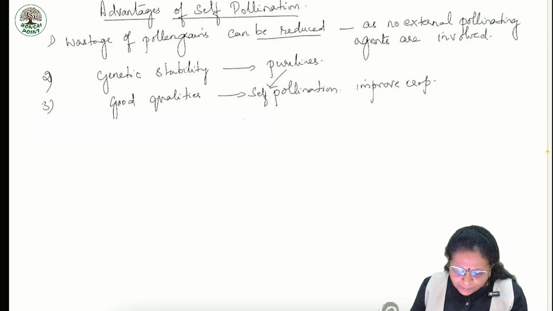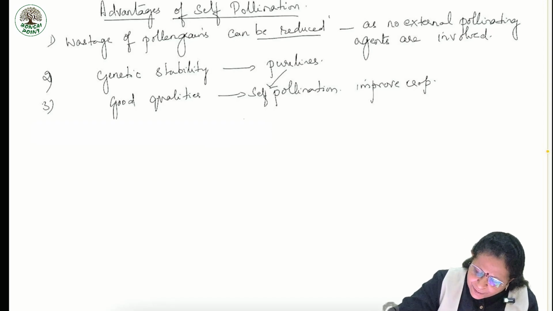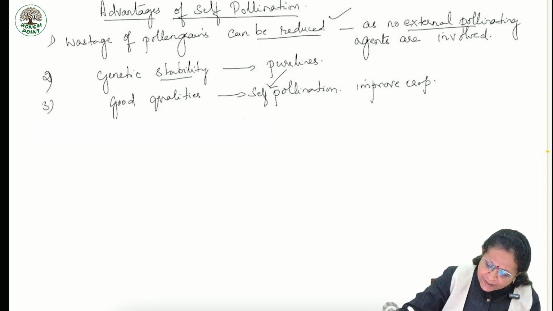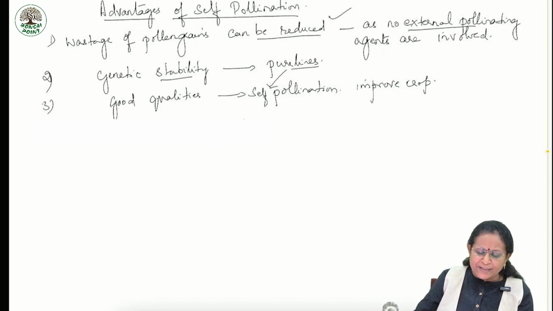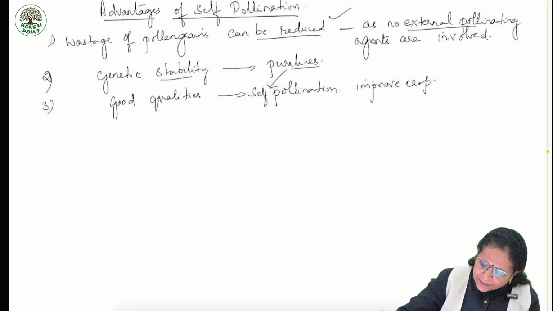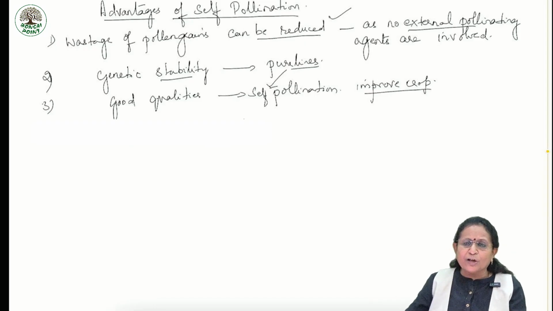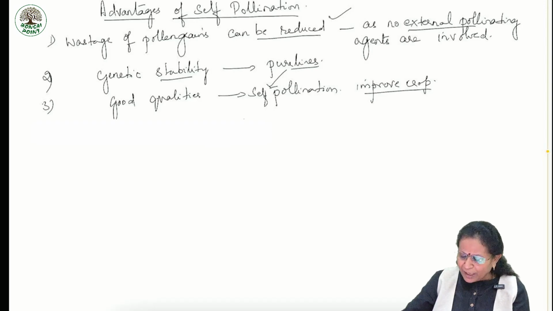So, what are the points? Wastage of pollen grains can be reduced because no external pollinating agents are involved. Then genetic stability is maintained, that is pure lines are maintained. These pure lines can be used to improve the crops. Taking the pure lines, we can improve the crops.